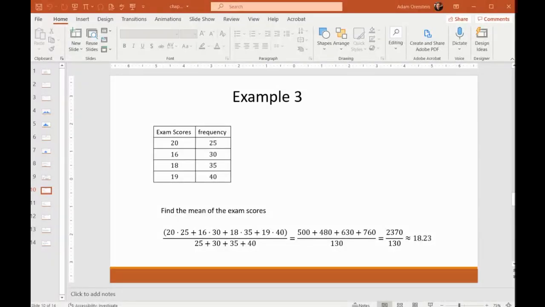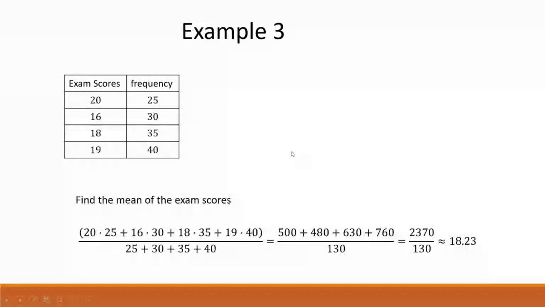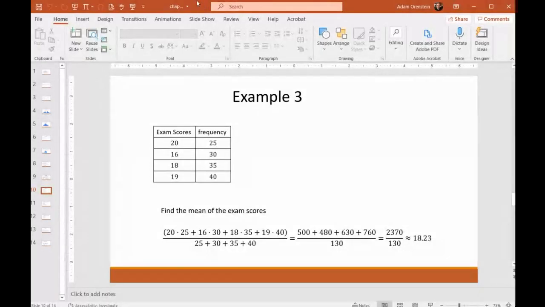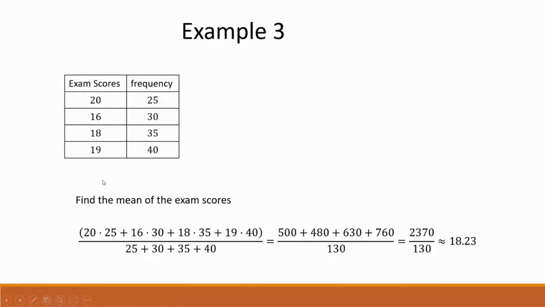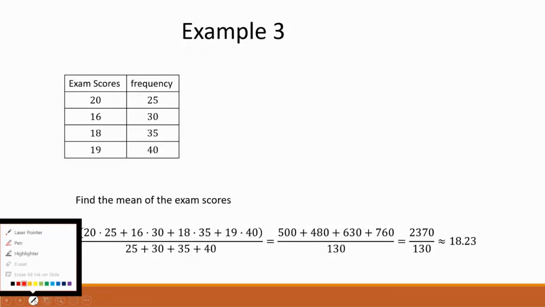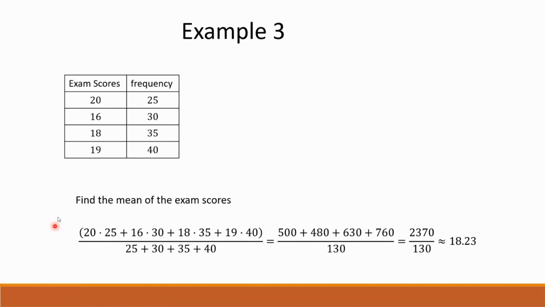Okay, all right, so here it's just another data file. We have another frequency table, as you can see. Same idea: for the exam scores we have 20, 16, 18, 19. Again, we don't have to list the data values one by one.